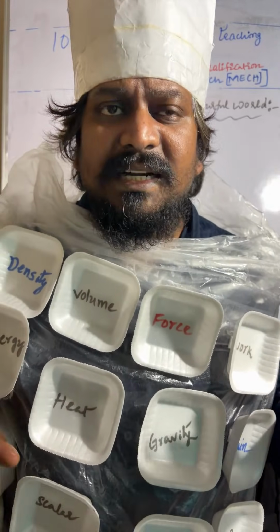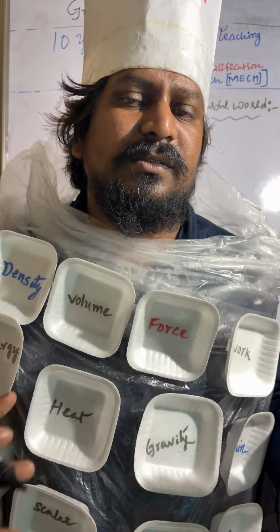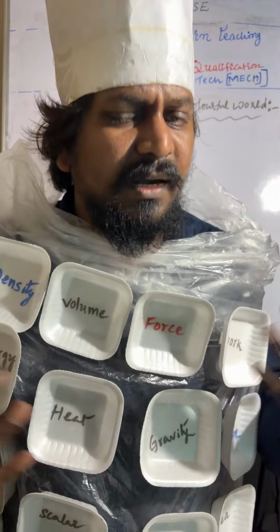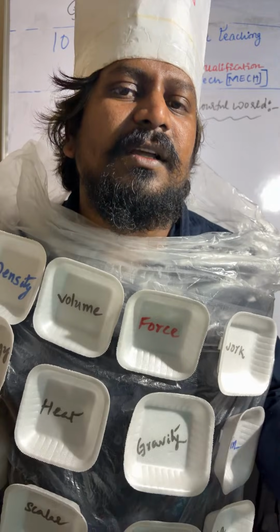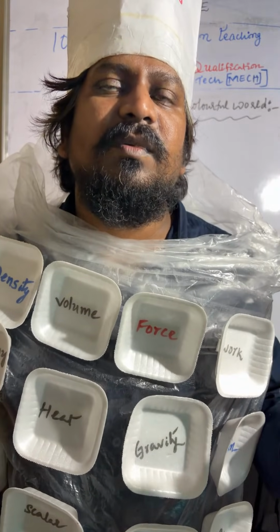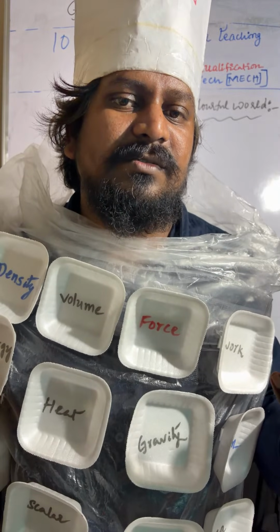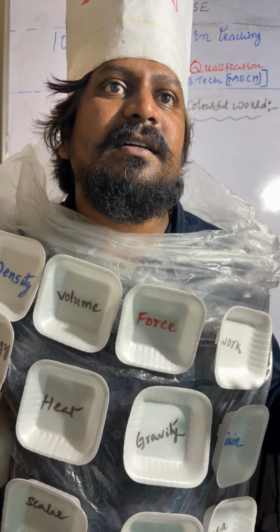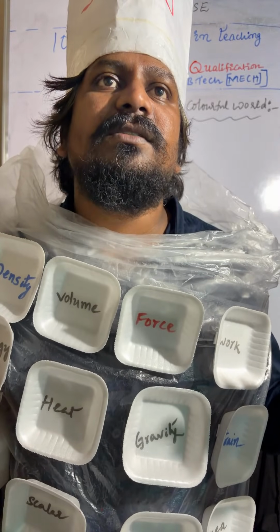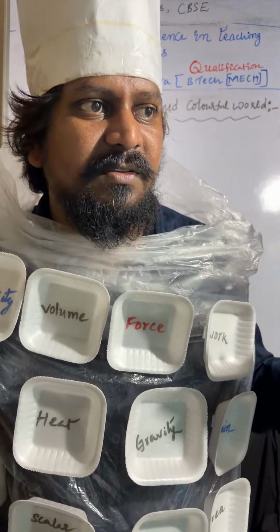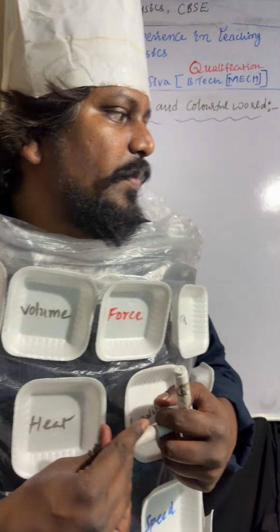Now we will discuss the human eye parts and functions. After that, we will discuss refractive defects: myopia, hypermetropia, presbyopia. After that, light rays passing through the prism, recombination of the spectrum of white light, and rainbow formation by water droplets. After that, atmospheric refraction and scattering of light. So all these points we'll discuss.